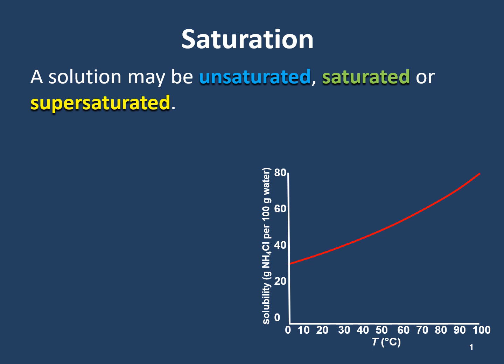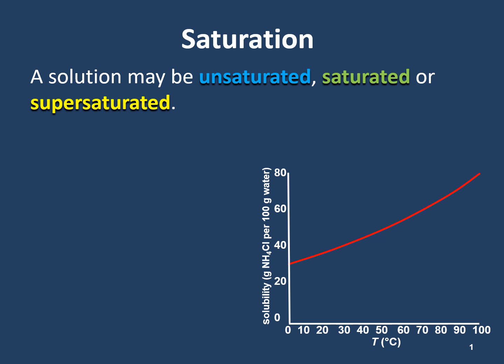Hello Chem 1B, this is our solutions chapter, video 3. We are going to be talking about saturation: unsaturated, saturated, supersaturated. These are key terms that we use in chemistry to, as a generality, describe how much solute has been dissolved in our solution.